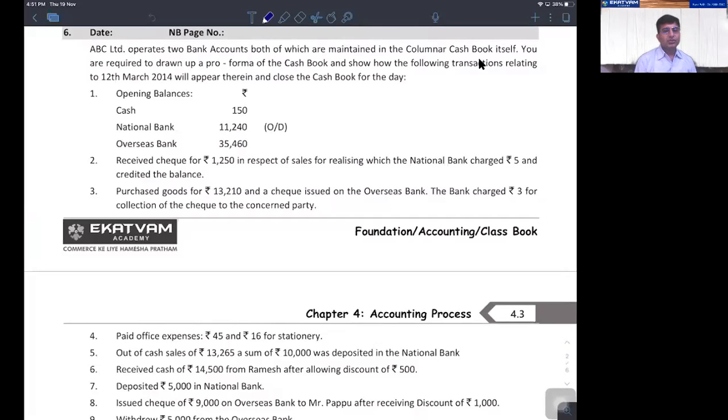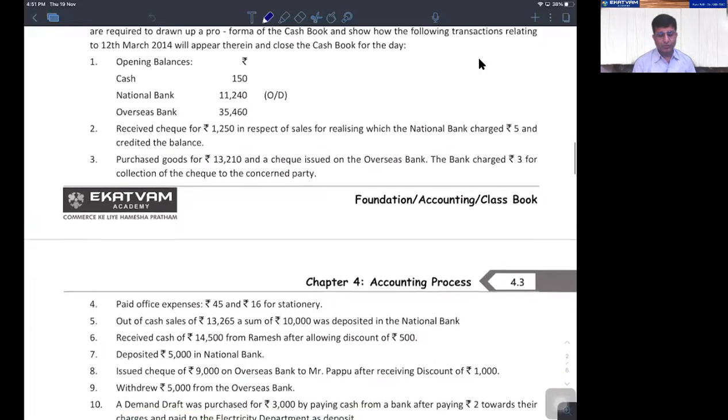Yes. So ABC Limited operates two bank accounts, both of which are maintained in the columnar cash book itself. You are required to draw up the pro forma of cash book and show how the following transactions relating to the 12th March 2014 will appear therein and close the cash book for the day. Opening balances are given to you.